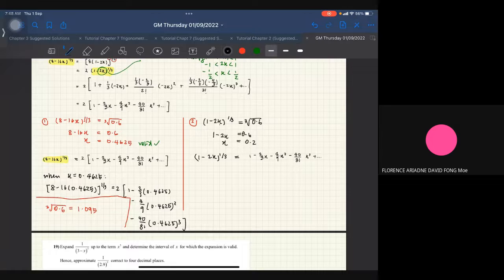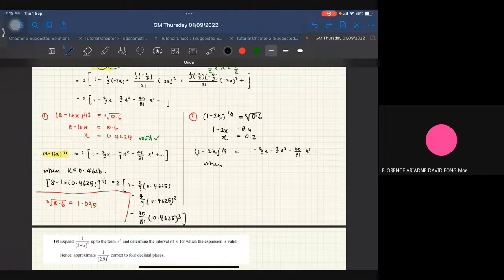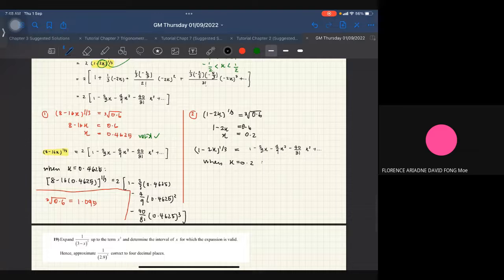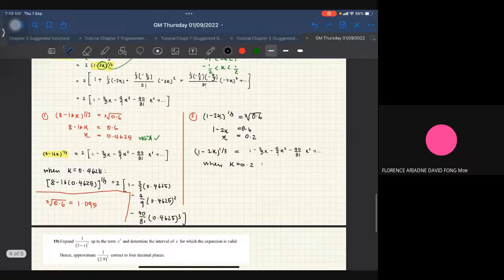Okay, so sekarang kita nak masukkan nilai X. So when X is equal to 0.2, apa nilai yang awak akan dapat? So yang ni saya nak awak masukkan sendiri, tulis sendiri nilai dia. So saya buat yang belah kiri sahaja, 1 minus 2 times 0.2, power of 1/3. Okay, and then equal to 1 minus, yang ni awak buat sendiri, masukkan sendiri value.